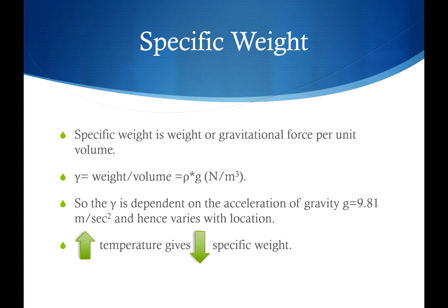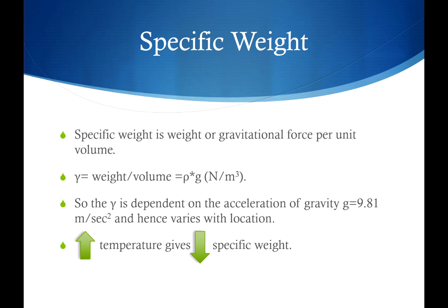Next, we have the specific weight. The specific weight is weight or gravitational force per unit volume, which means the specific weight will be the weight divided by the volume. In other words, it will be the density multiplied by the gravity. So, the specific weight is dependent on the acceleration of gravity, which is 9.81 meters per second squared, and hence varies with location. We know that in different locations of the Earth, we will have different gravities, having a much higher gravity at the poles and a lower gravity at the equator.